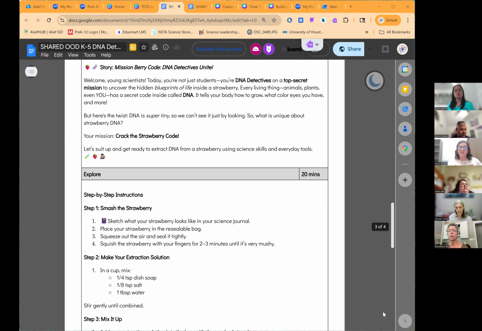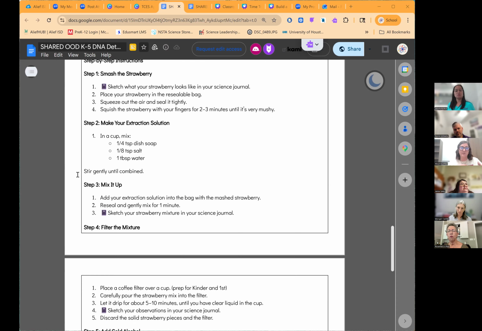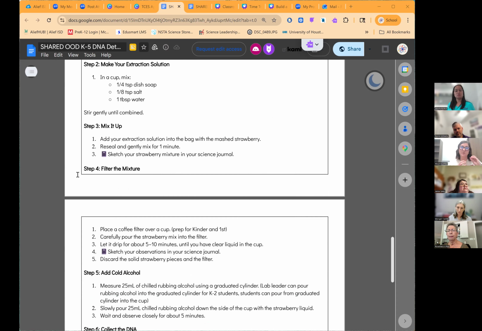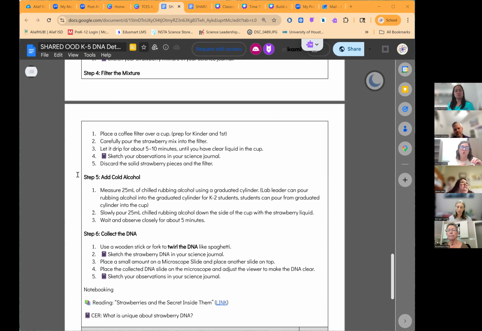And really, it starts with kids putting the strawberry in a plastic bag. They smash it up. The more liquid they can bring out of that strawberry, the better their DNA will be. Then they'll strain the liquid from the solid. There's some questions to ask at that time. If you keep going, then they will mix in with the strawberry these ingredients for this solution, but the solution needs to be exact.